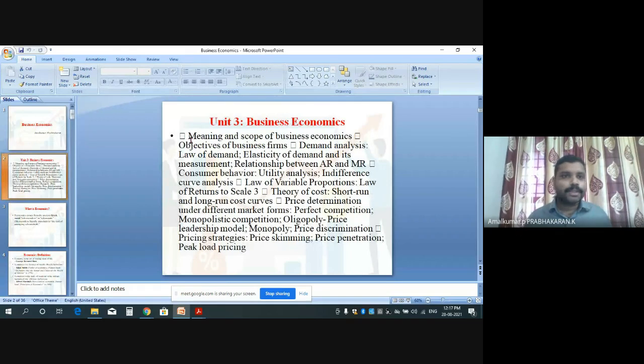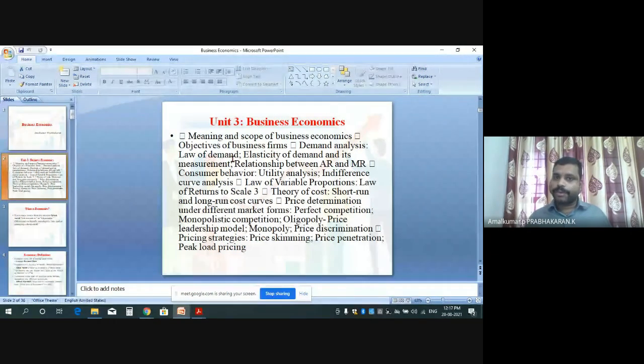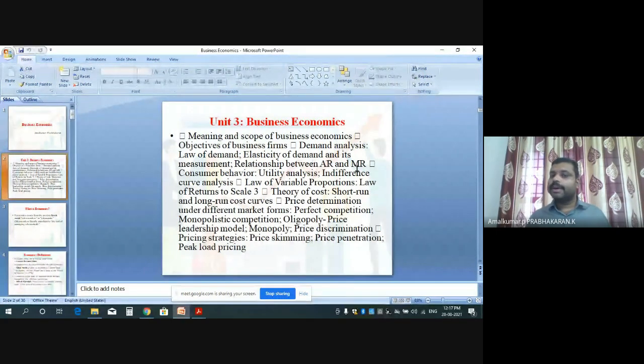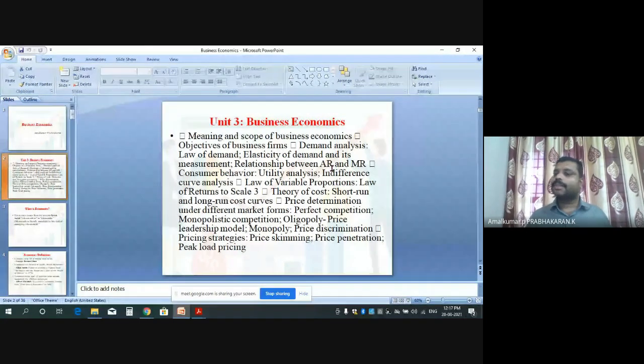In today's session, we discussed the meaning and scope of business economics, the objectives of a business firm, demand analysis, law of demand, elasticity of demand and its measurement, and then the relationship between average revenue and marginal revenue. In the next session we will discuss consumer behavior. Up to the relationship between average revenue and marginal revenue we discussed today.